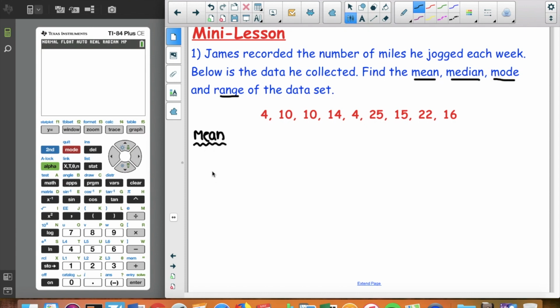Okay, so for the mean, we have to find the sum of all of our values and divide it by the total number. So sum of values divided by total number of values. Okay, so let's find that. So the sum of the values, we have to add up all of these. So we have 4 plus 10 plus 10, and so on.